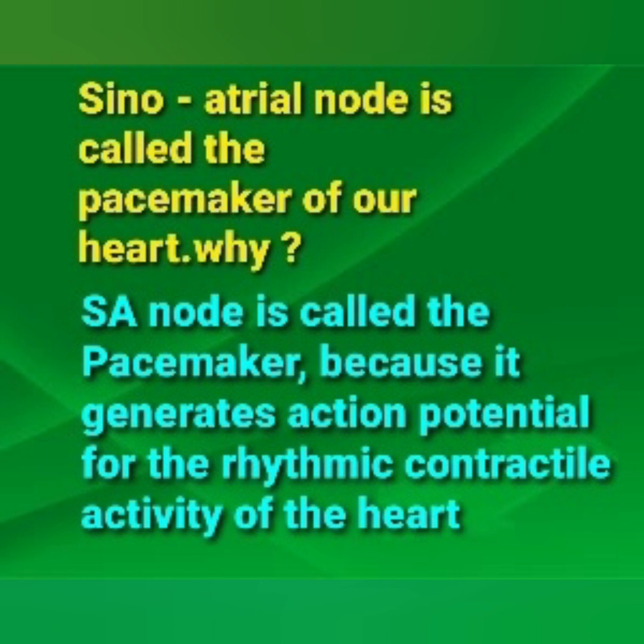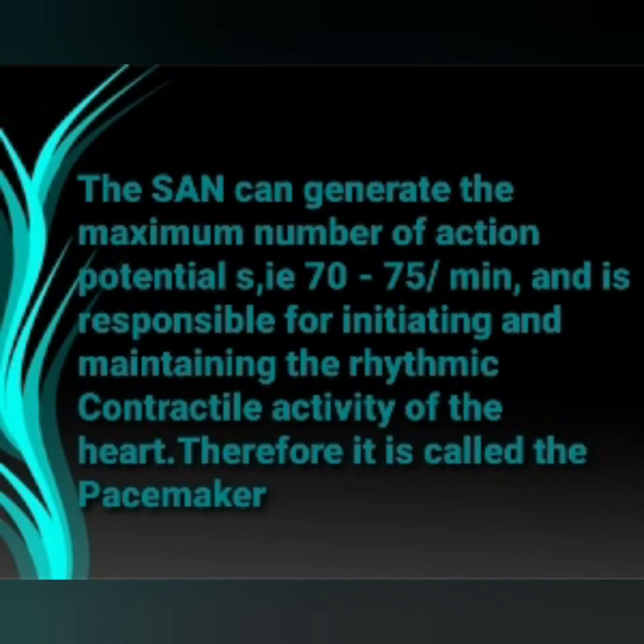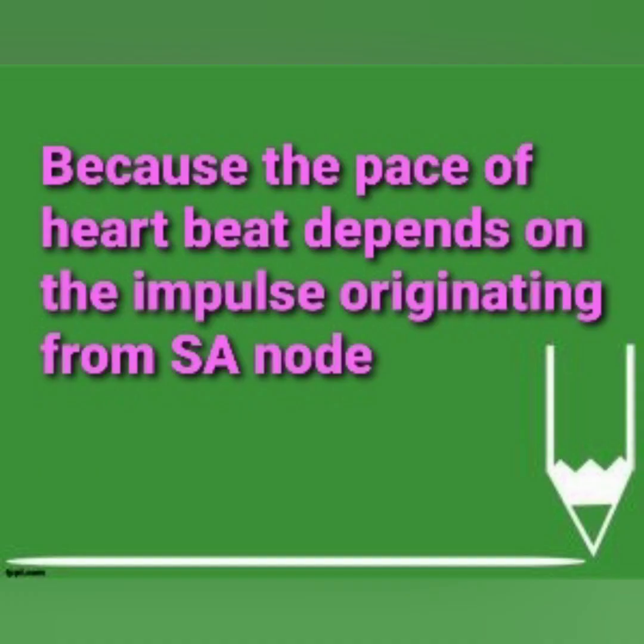Now, sinoatrial node is called the pacemaker of our heart. Why? SA node is called the pacemaker because it generates action potential for the rhythmic contractile activity of the heart. You can write the answer also like this. The SA node can generate the maximum number of action potential, that is 70 to 75 per minute, and is responsible for initiating and maintaining the rhythmic contractile activity of the heart. Therefore, it is called the pacemaker of heart. That is, the pace of the heartbeat depends on the impulse originating from SA node.